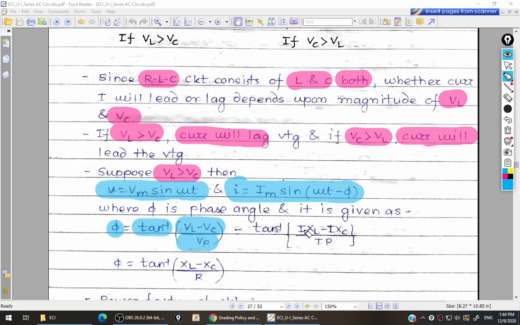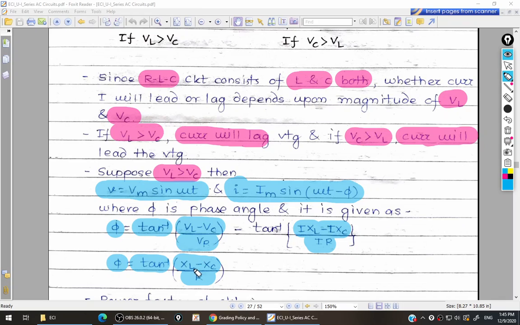We know the values of VL and VC: I into XL minus I into XC upon R. If we take I common in the numerator and denominator, both sides we have I. If we cancel I, what are we getting? Phi is equal to tan inverse of XL minus XC upon R. So this is nothing but the phase difference between voltage and current for an RLC circuit.